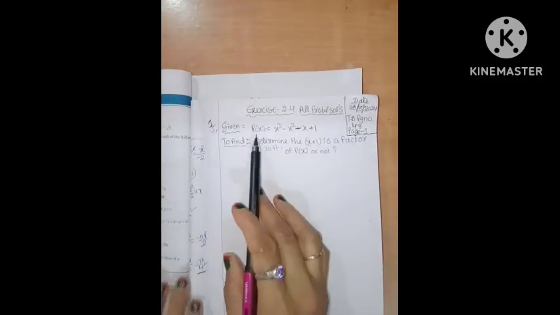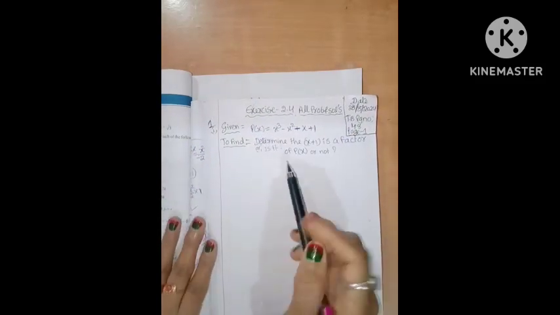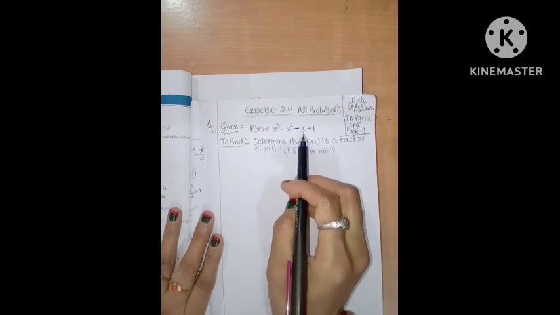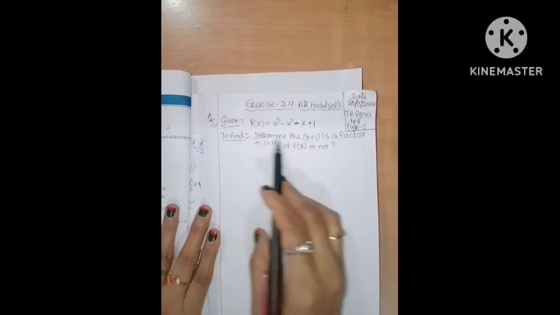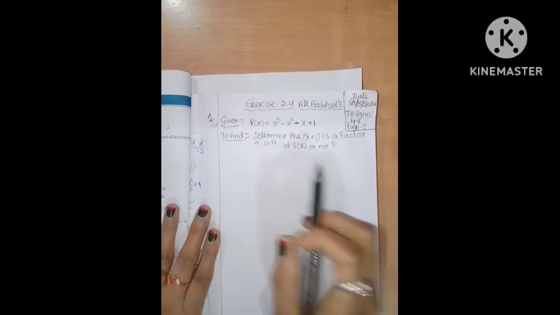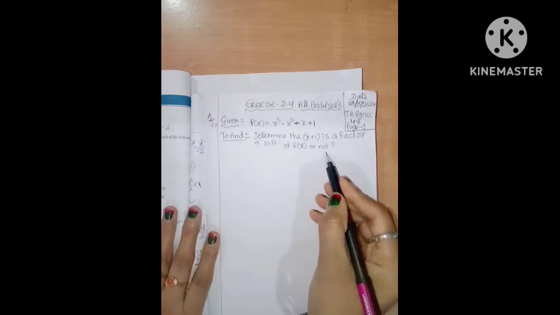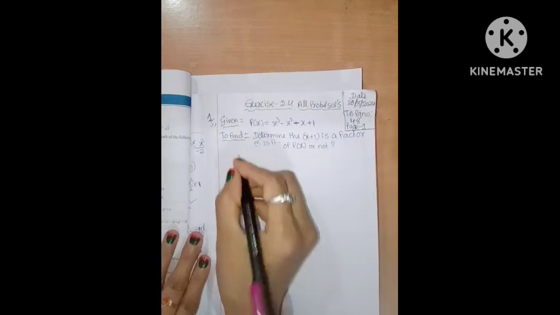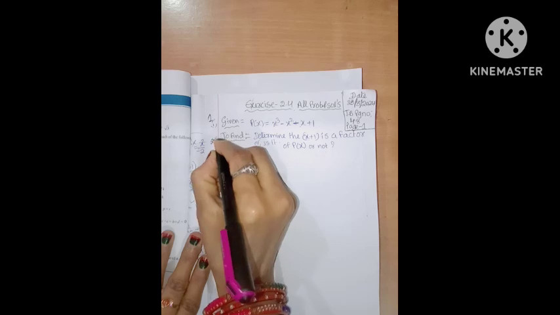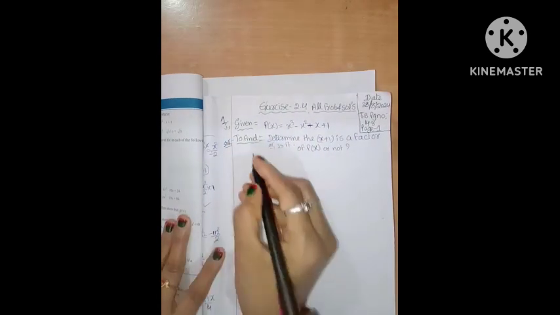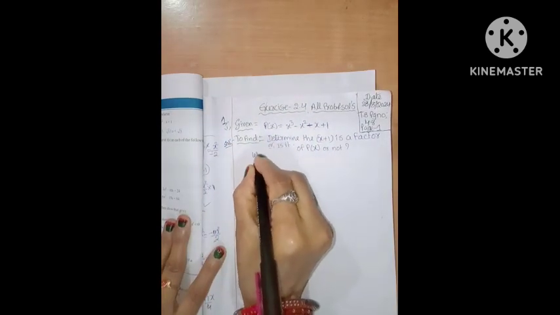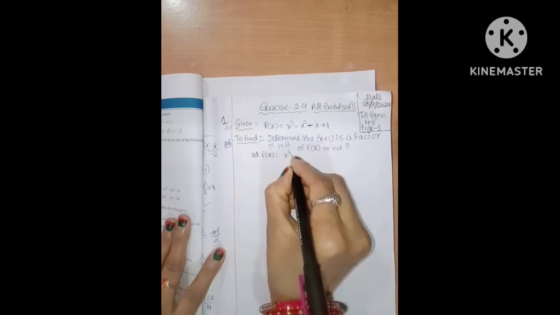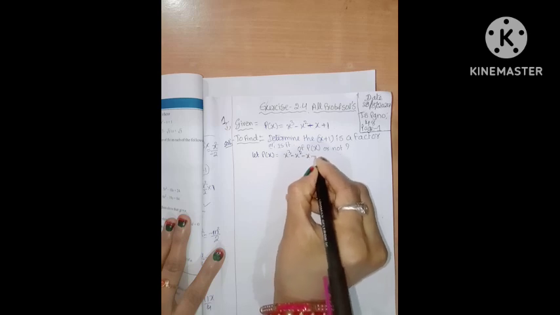First bit, given data: how to write it in our given problem. P of x is given, one polynomial: x cube minus x square minus x plus 1. To find: determine whether x plus 1 is a factor of p of x or not. Let us see the solution for this problem. Listen carefully and neatly. Let p of x equal to x cube minus x square minus x plus 1.